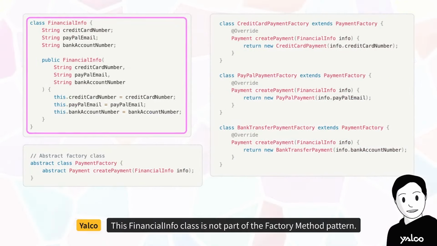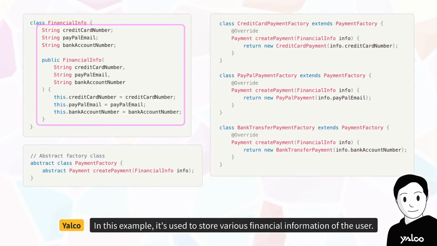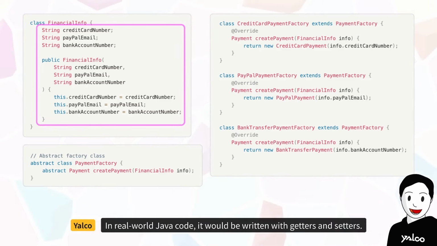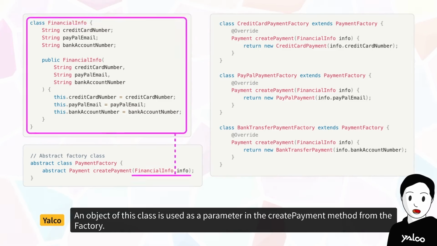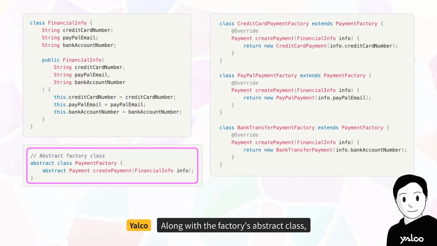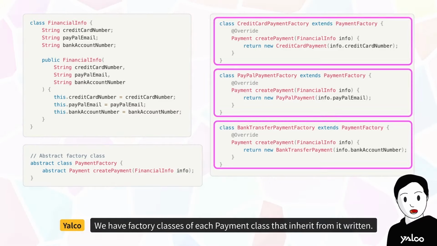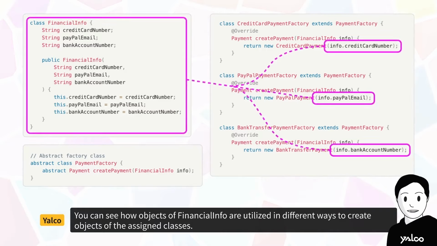This financial info class is not part of the factory method pattern. In this example, it's used to store various financial information of the user. In real-world Java code, it would be written with getters and setters. An object of this class is used as a parameter in the create payment method from the factory. Along with the factory's abstract class, we have factory classes of each payment class that inherit from it. You can see how objects of financial info are utilized in different ways to create objects of the assigned classes.